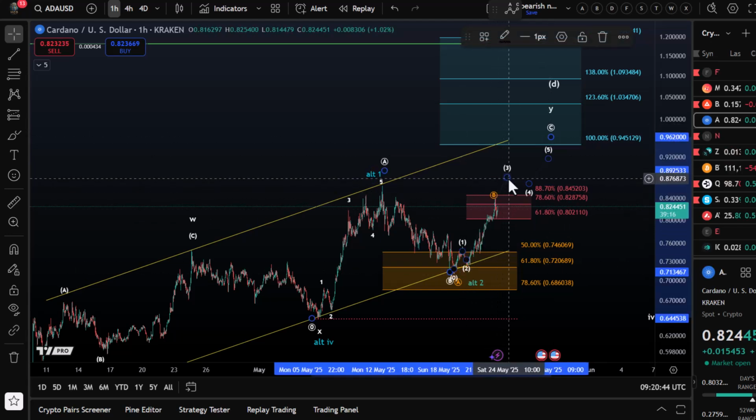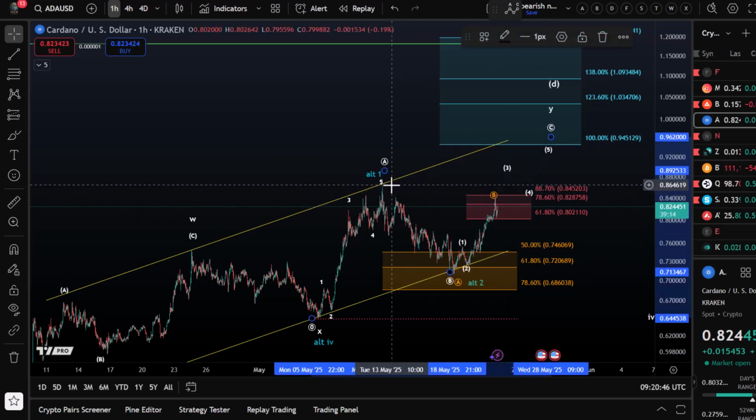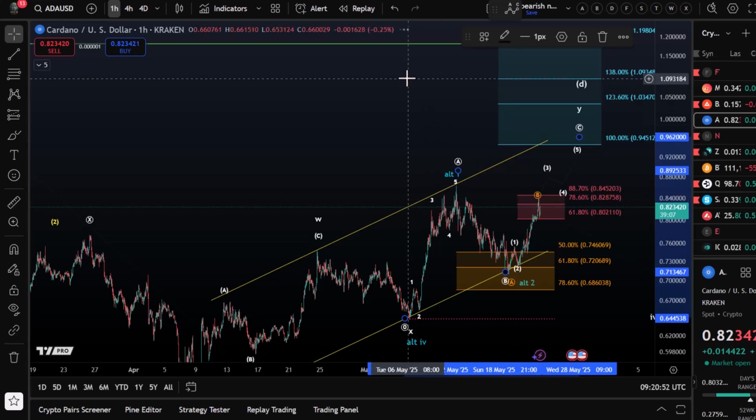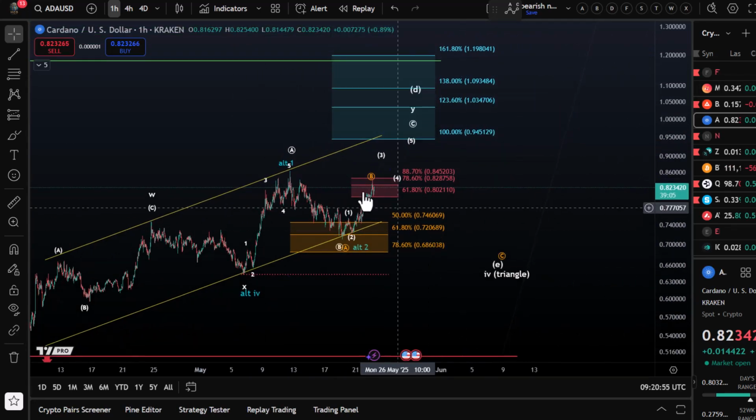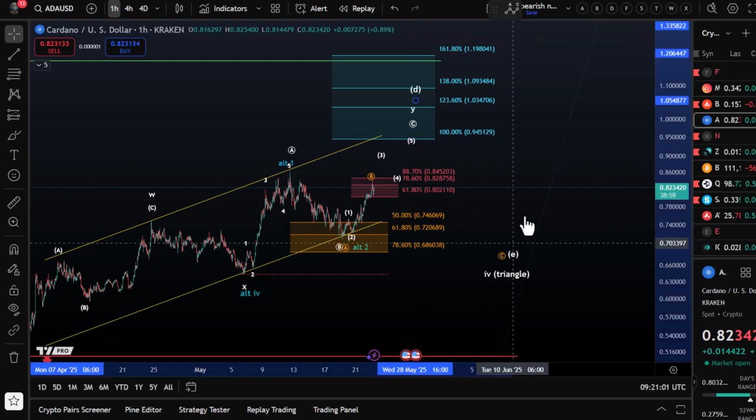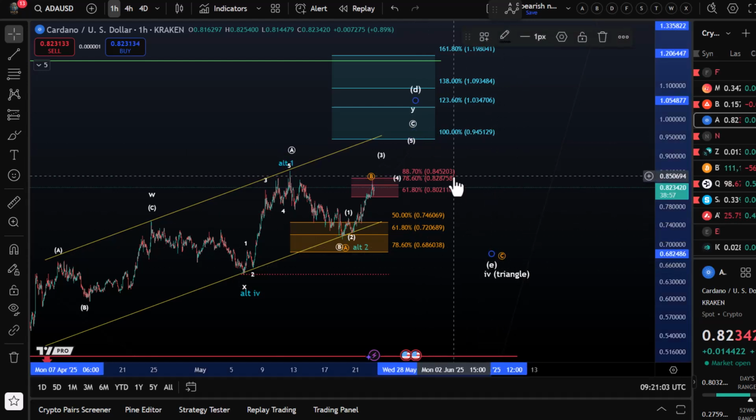So one more high above the 86.5 cent level, which is the swing high from the 12th of May, will actually be sufficient. And then we have to watch for the first breaks of support level. So when we push higher, I can provide a new support level, and then a break below support would be our signal that the E wave has started. That's the update on ADA.